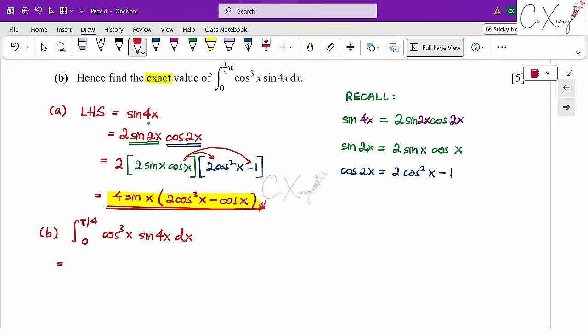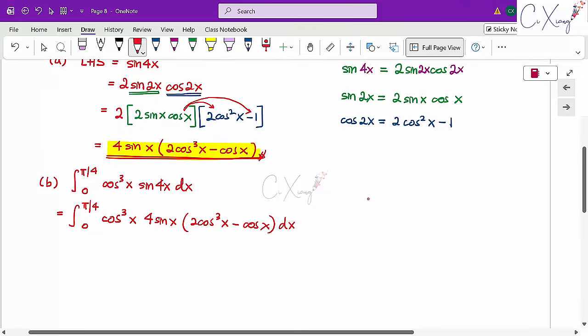So if I have a look at part A, I'm having sine 4x equals to this equation. That means for integration, I need to substitute the result that I have into my integration. So cos power 3, I just copy it. Then I replace sine 4x with 4 sine x, then 2 cos cube x minus cos x. It looks a bit complicated, never mind, we try to simplify slowly.